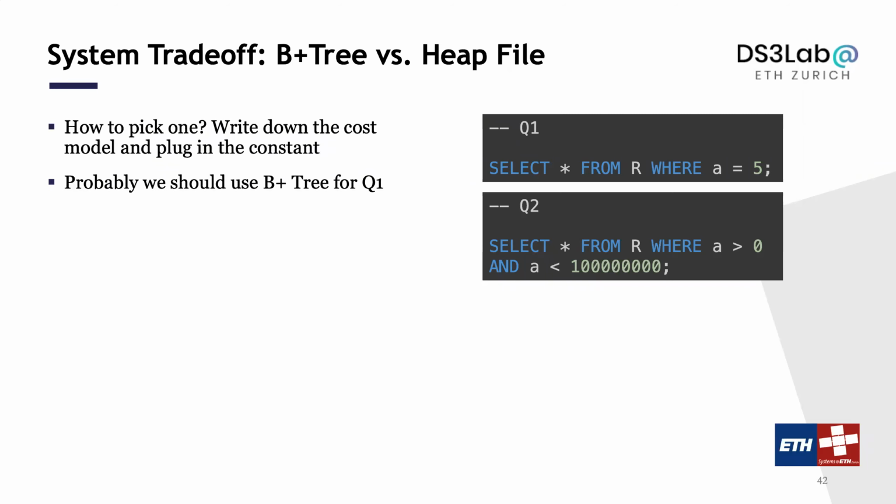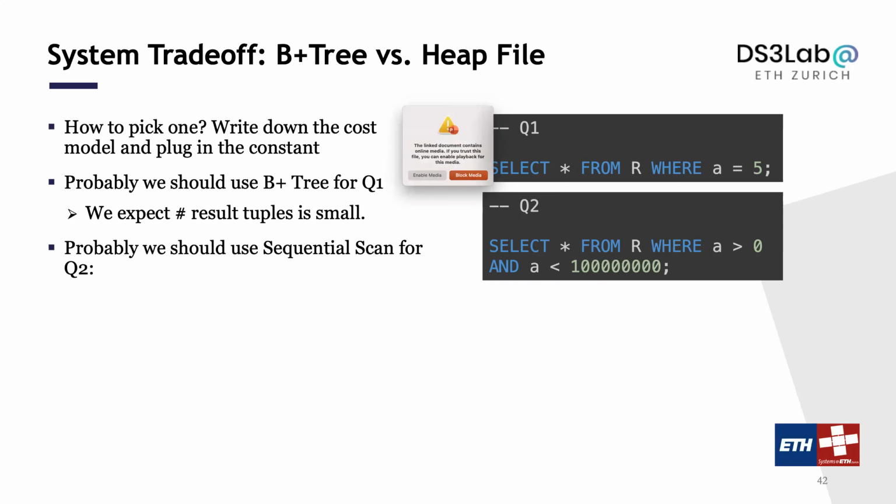In many cases, we should expect the database will use a B plus tree for Q1. Why? Because we expect the number of result tuples to be small. Maybe we are not expecting too many tuples to satisfy this condition. If that is true, you don't need to do so many random accesses. If you plug that constant into your cost model, highly likely the B plus tree will be cheaper.